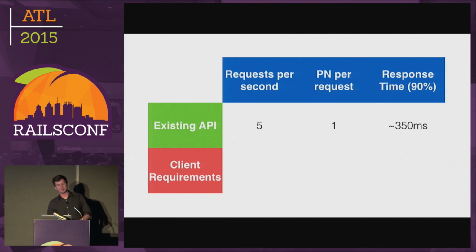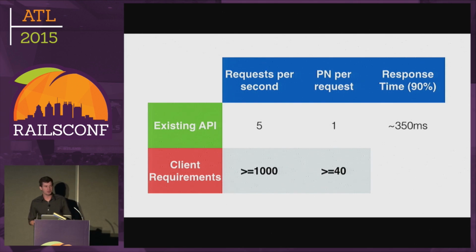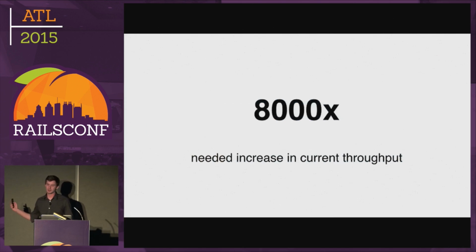The client requirements were a little bigger. They wanted to handle at least 1,000 requests per second per connection. They wanted at least 40 phone number allocations per request, and they wanted a round-trip total response time at the 90th percentile of less than 200 milliseconds. So, some quick back-of-the-envelope math, that's an 8,000-fold increase in throughput just for a single customer.